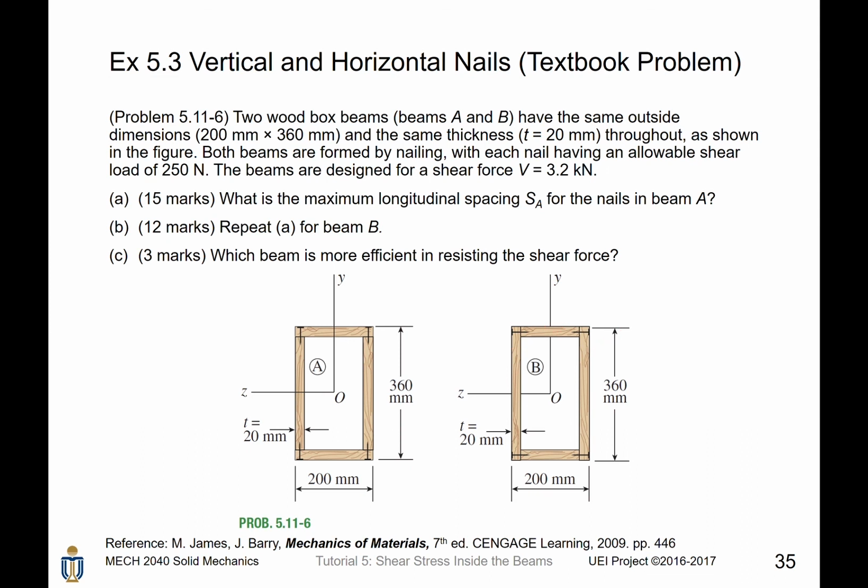Each nail has an allowable shear load of 250 newtons, and the beams are designed for a shear force V equals 3.2 kilonewtons. So this time, V max is given to be 3.2 kilonewtons. What is the maximum longitudinal spacing, SA, for the nails in A? And what is the maximum longitudinal spacing, SB, for the nails in beam B? Then comment on which beam is more efficient in resisting the shear force.